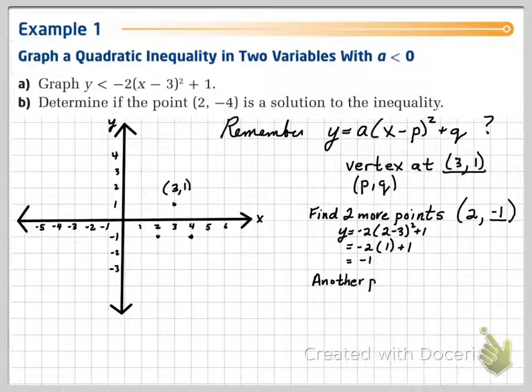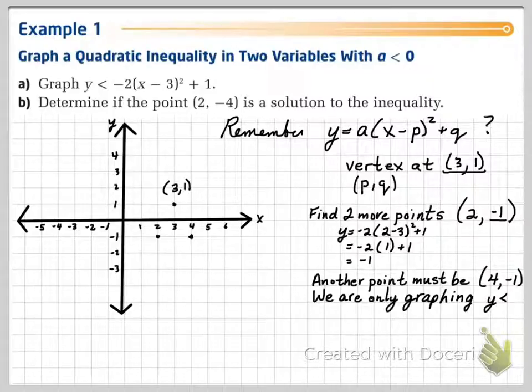So now I can draw our graph fairly closely, and it's going to look something like this. We're only graphing for y is less than, so all we have to do is shade in the part below the graph, and we're finished.